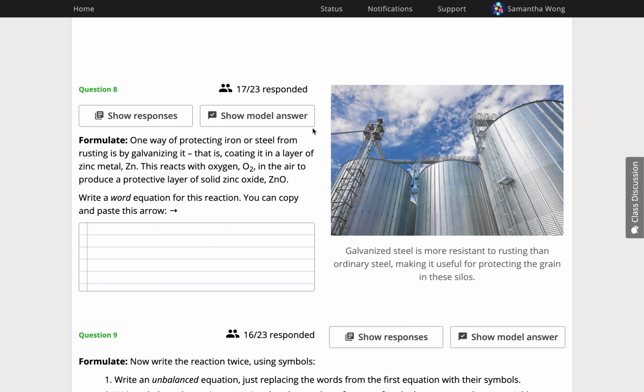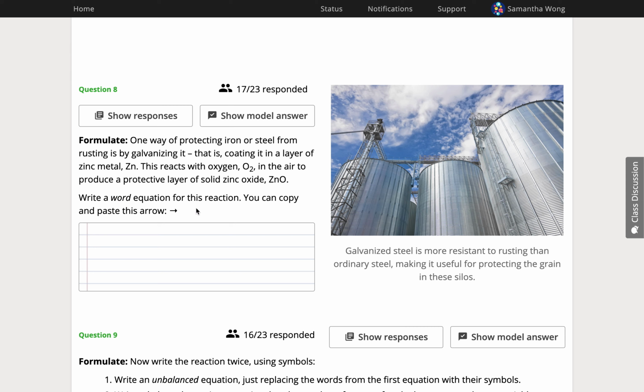Question 8. One way of protecting iron or steel from rusting is by galvanizing it, that is, coating it in a layer of zinc metal, Zn. This then reacts with oxygen, O2, in the air to produce a protective layer of solid zinc oxide, ZnO. Write a word equation for this reaction. You can copy and paste this arrow here.